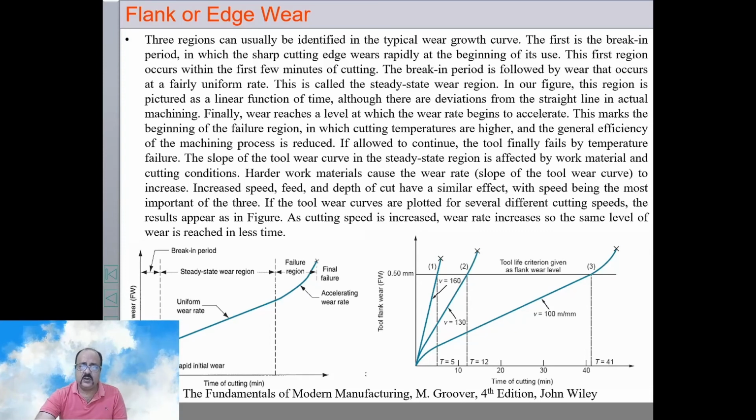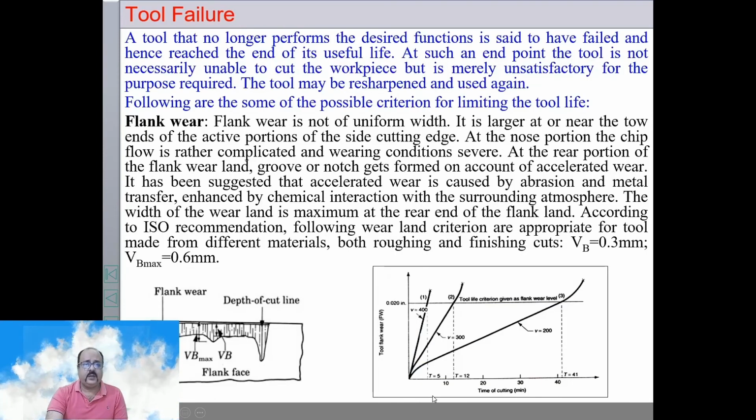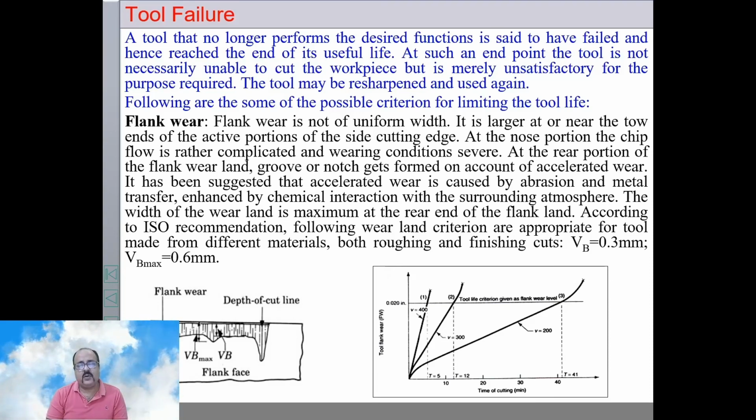So this was based on the tool life. This is flank wear. And how do we consider the tool has failed, or what is the tool failure? When the tool no longer performs its desired functions, that means it is not cutting properly, then we can say that the tool has failed. Now, how to come to a conclusion that the tool has failed? How to quantify this? Normally, there is a tendency by the operator to overuse the tool, because that will lead to less expense for the company and he will get a bonus.